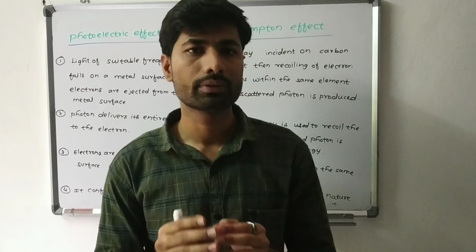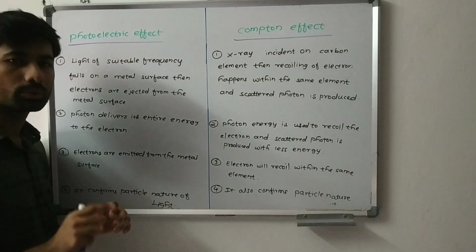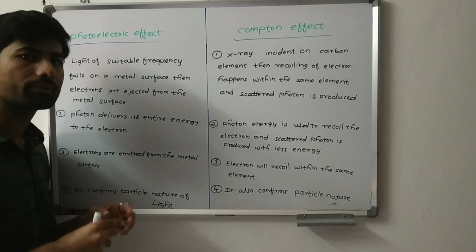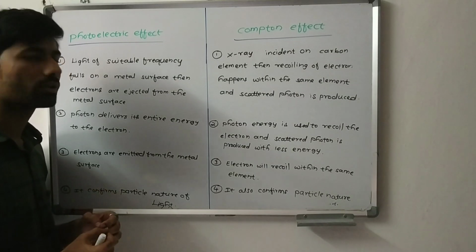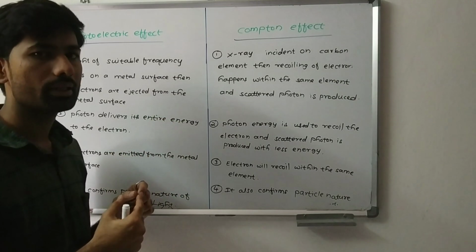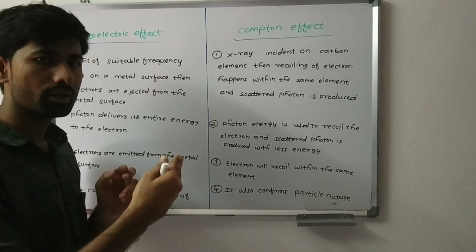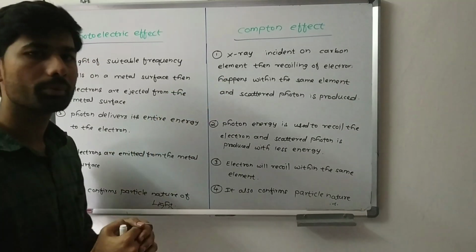So firstly we will start with the first point, that is whenever light of suitable frequency falls on a metal surface, then the electrons are going to be emitted from the metal surface. Whereas in case of Compton effect, an X-ray photon is going to be incident on the carbon element, then the recoiling of an electron happens within the same element and some scattered photon is going to be produced.